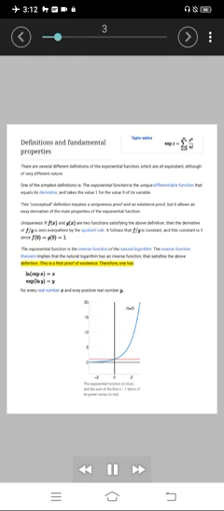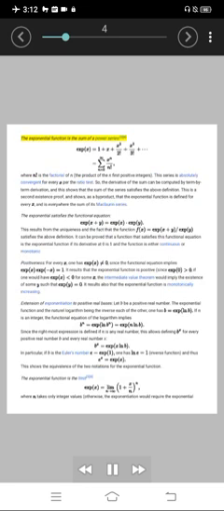Therefore, one has, for every real number and every positive real number, the exponential function in blue and the sum of the first n plus 1 terms of its power series in red. Taylor series. Definitions and fundamental properties. The exponential function is the sum of a power series, where n factorial is the product of the first n positive integers.